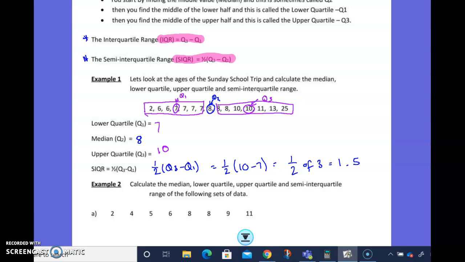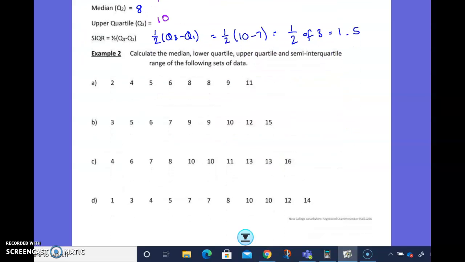Let's try a second example then. Okay, I'm just looking at the time here. I might be able to get a couple of these done and then I'm going to start a new video. So do you know what, I'm going to stop there and I'll do this next example in the next video.